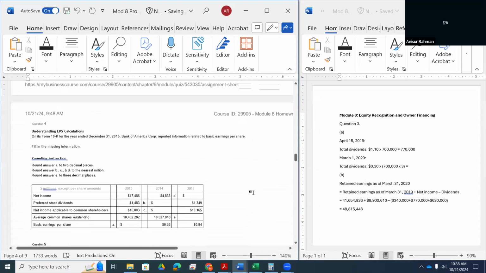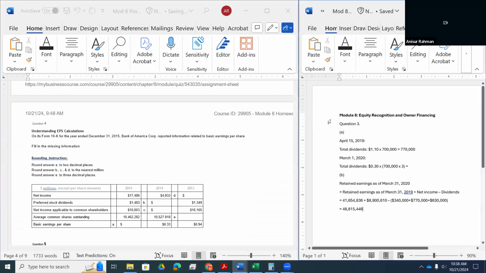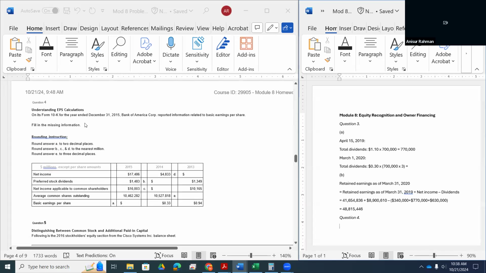Let's move on to the next question. Question 4, understanding EPS calculation. On its Form 10-K for the year ended December 31st, 2015, Bank of America Corporation reported information related to basic earnings per share. Fill in the missing information. Round answer A to 2 decimal places.